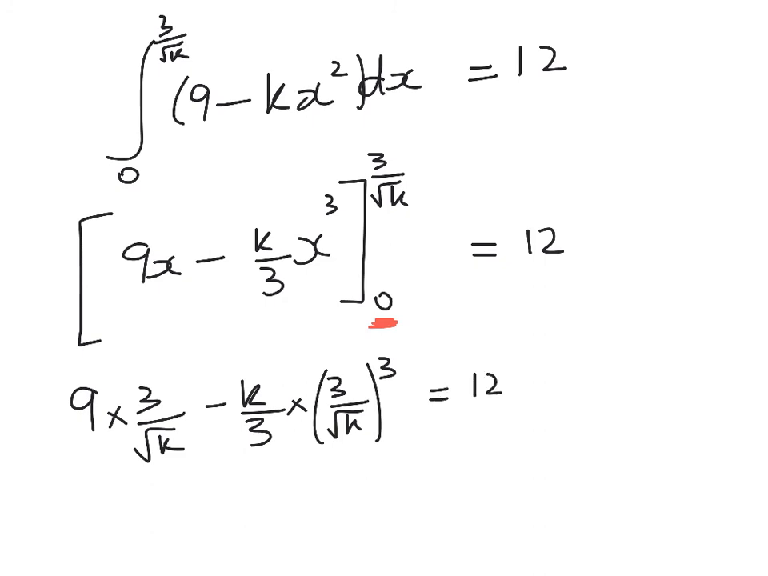equals 12. So 27 on root k minus, working with the numbers first, this is 27 divided by 3, so this gives me 9. I've got 9k divided by root k cubed equals 12.